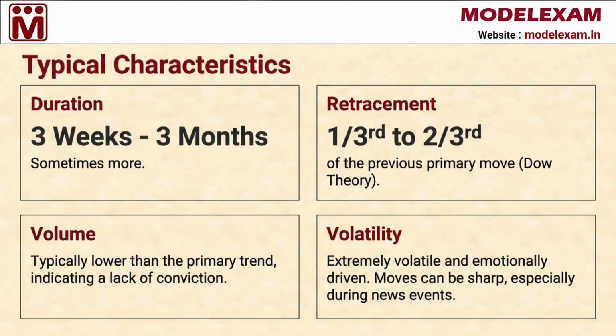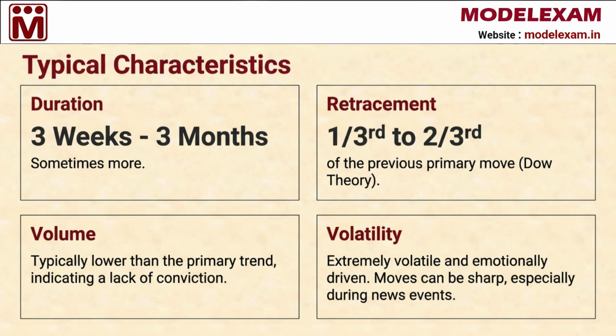Let us look at the typical characteristics of these moves. In terms of duration, they usually last from 3 weeks to 3 months. Regarding how far they move, they often retrace about 1/3 to 2/3 of the previous primary move. An interesting point is volume.